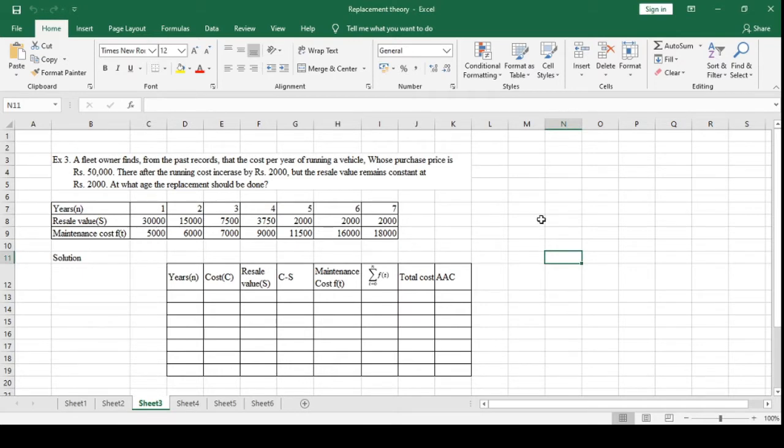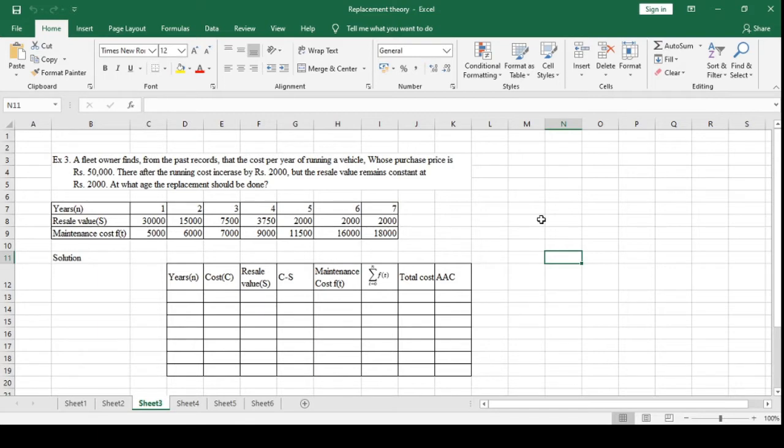This is our third numerical on replacement theory, and the question is given to you. A fleet owner finds from his past records that the cost per year of running a vehicle whose purchase price is rupees 50,000 is given below in the table. Thereafter, the running cost increases by rupees 2,000, but the resale value remains constant at 2,000. At what age should the replacement be done? So this is the question.